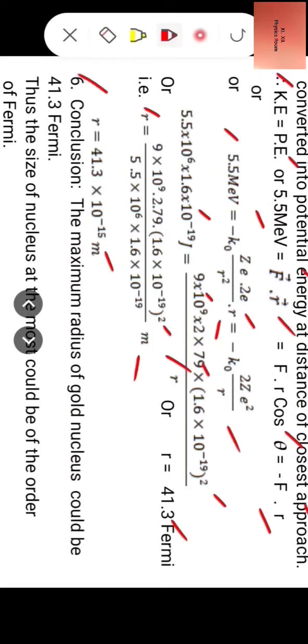Now sixth, conclusions drawn. The maximum radius of the gold nucleus could be 41.3 Fermi. Thus the size of the nucleus at the maximum could be of the order of Fermis. So this was the conclusion that was made by Geiger and Marsden after the calculations they made on the basis of the experiment done by them.